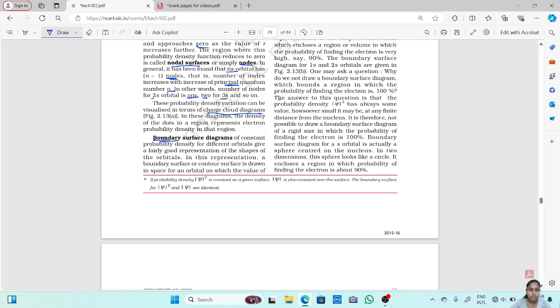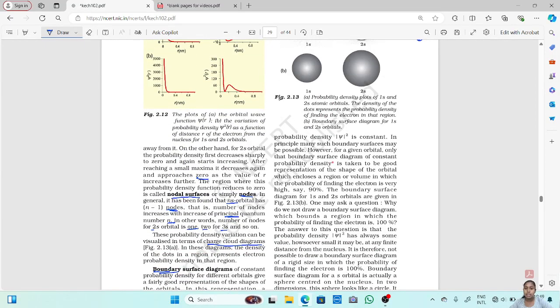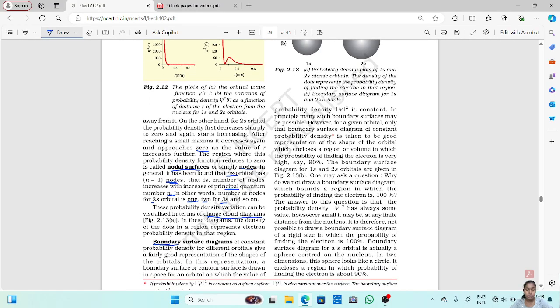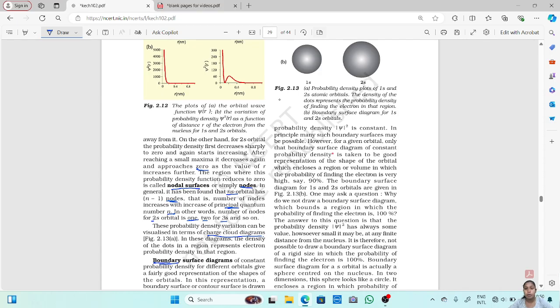Boundary surfaces of constant probability density for different orbitals give a fairly good representation of the shape of the orbitals. In this representation, a boundary surface or contour surface is drawn in space for an orbital on which the value of probability density psi square is constant. So here is what a boundary surface diagram for 1s and 2s orbitals looks like. It gives a fairly good representation of the shape of the orbital.